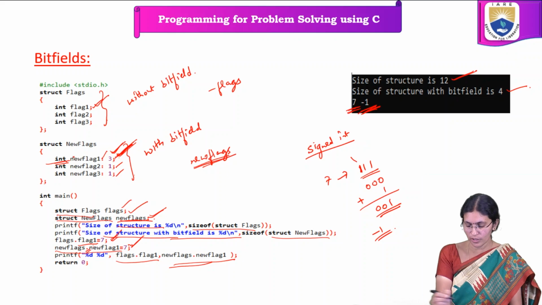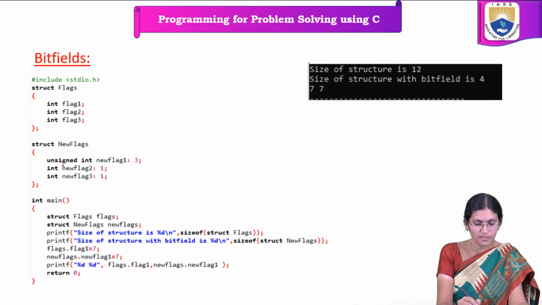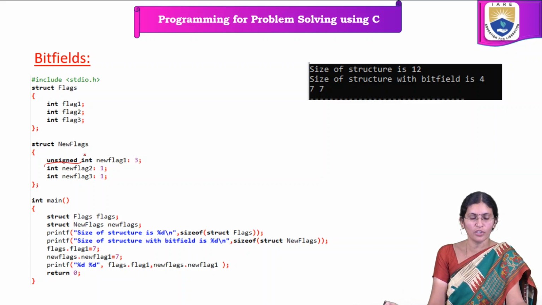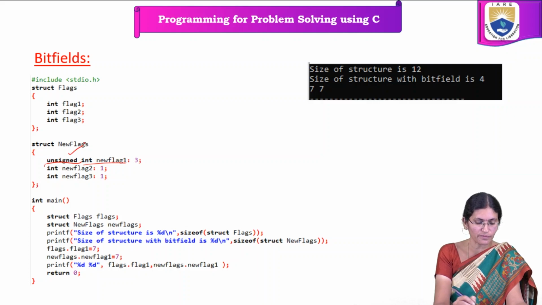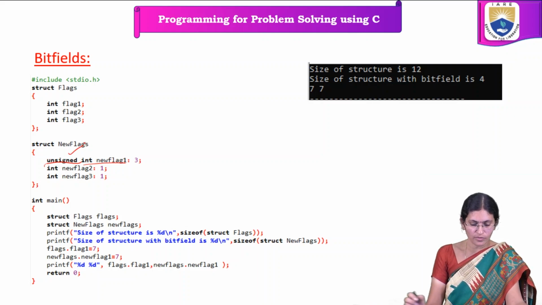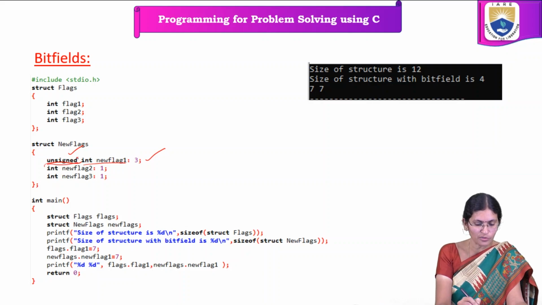Now in order to avoid this, what we can do is simply assign a modifier to this variable. We can specify it as unsigned int. If we know that a particular member of the structure will hold only positive values, then it is better to use this modifier, unsigned int. With the help of this, we can get the output as 7.